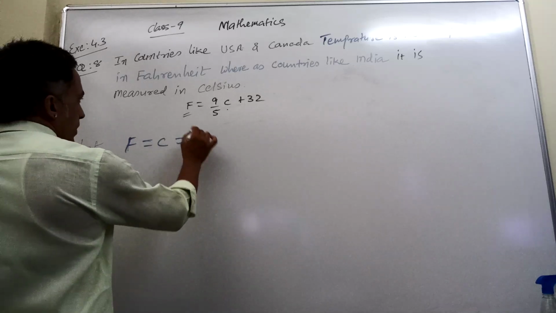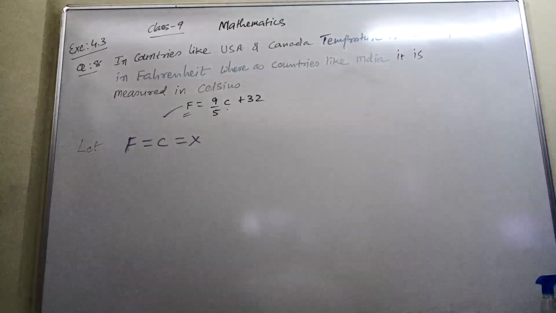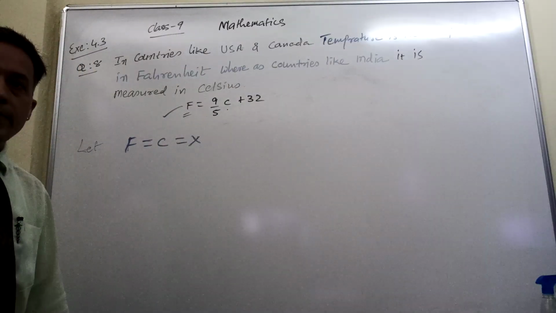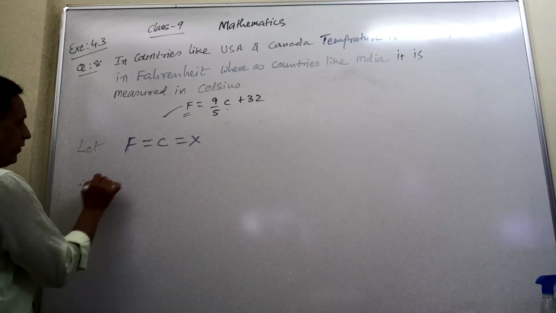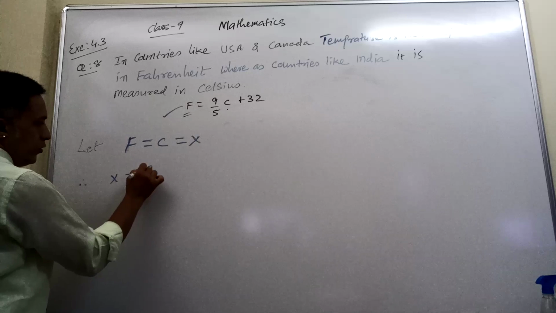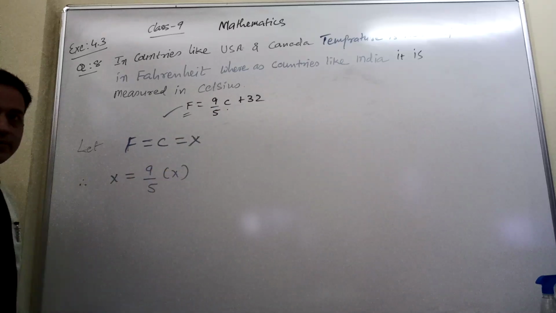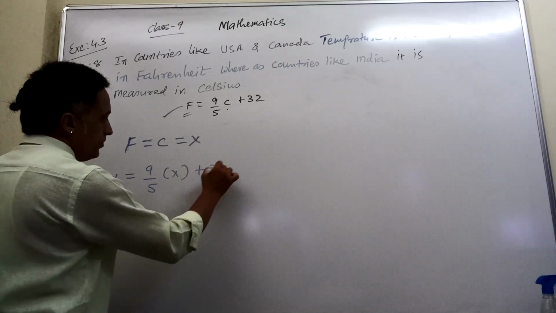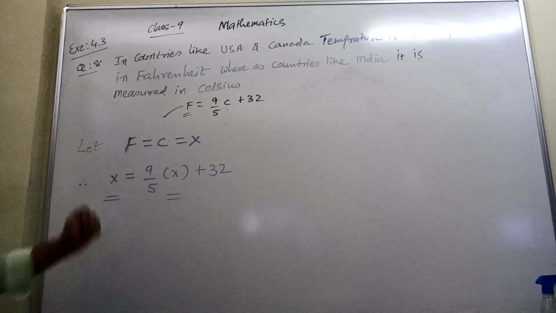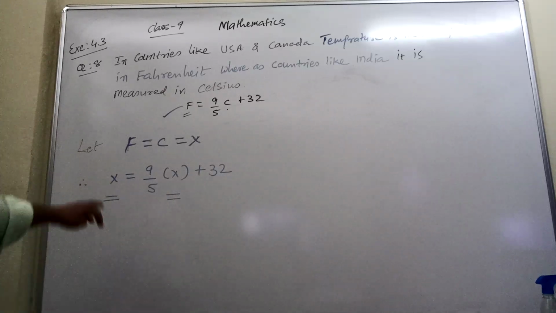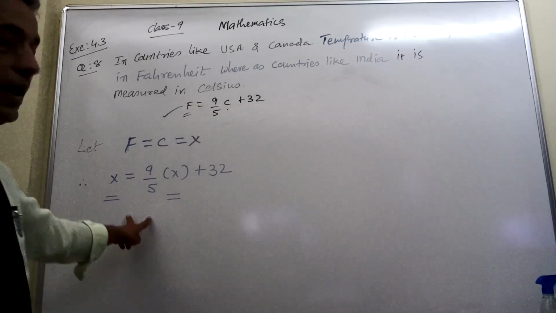Now we will substitute this value in the given equation. F is equal to 9 upon 5 into C plus 32. So here, as I am substituting, I will have X is equal to 9 upon 5, and in the place of C also I am substituting X, plus 32. This is a term with X and this is also a term with X. So we can say these both are like terms.